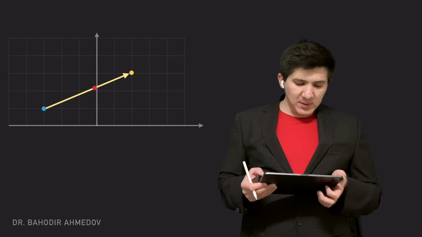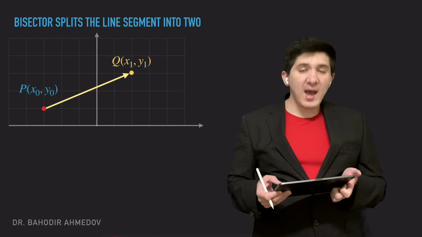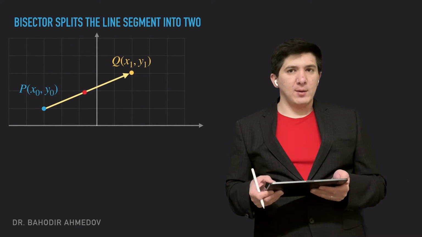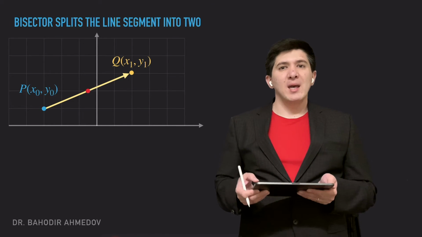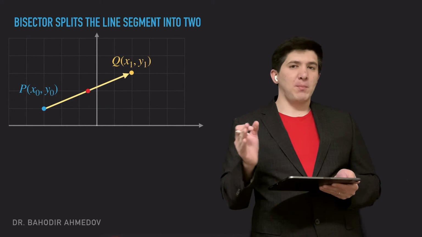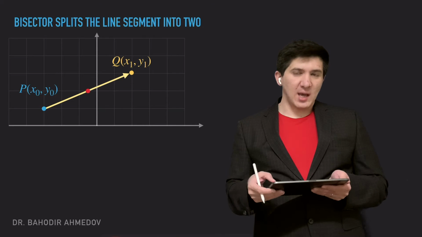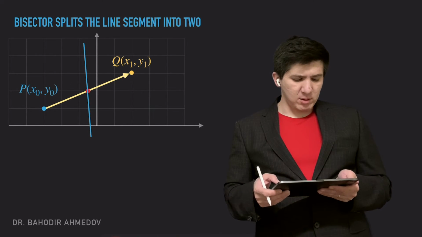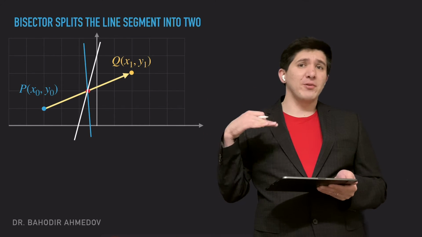Now let's talk about the bisector. Let's say you are given again a line segment. A line which splits this line segment exactly at the middle point is called a bisector. Please note that you can create many bisectors by just changing the angle of those lines.